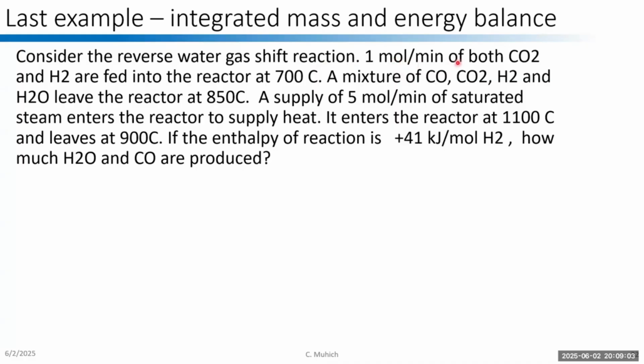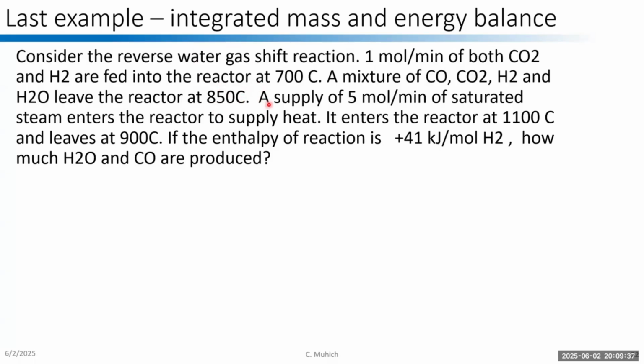We're going to have 1 mole per minute of both CO2 and H2 being fed into a reactor, and they're going to enter that reactor at 700 degrees C. We're going to end up with a mixture of CO, CO2, H2, and H2O, and those are going to leave the reactor at 850 degrees C. Notice I'm not telling you what the reverse water gas shift reaction is. We don't need that information. We're going to be able to figure that out.